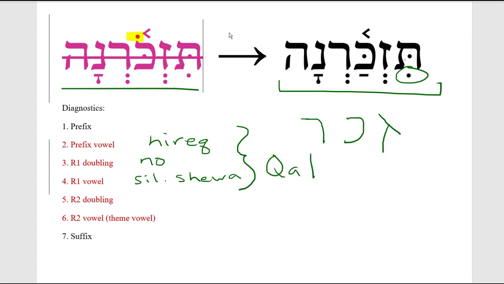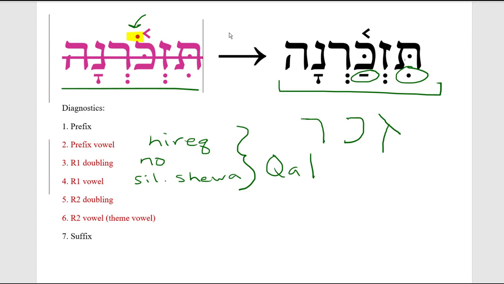So there is a prefix, otherwise we couldn't have a prefix vowel. But then we look at the prefix vowel, R1 doubling, and the R1 vowel, and if they show up to be a hireq, no doubling, and a silent schwa, we know that we have a Qal. We don't have to go any farther. So in this case, we have enough information whether the theme vowel is a holem or a patach. We don't really care because we already have enough information to tell us that this is a Qal imperfect. So tizkarna, tizkorna, doesn't make any difference to us.